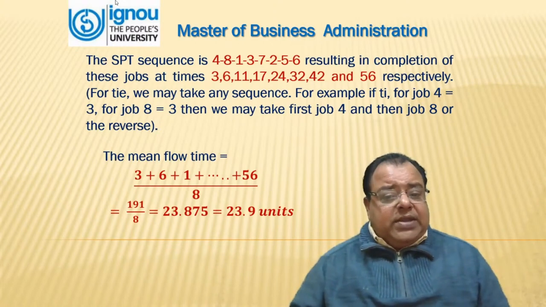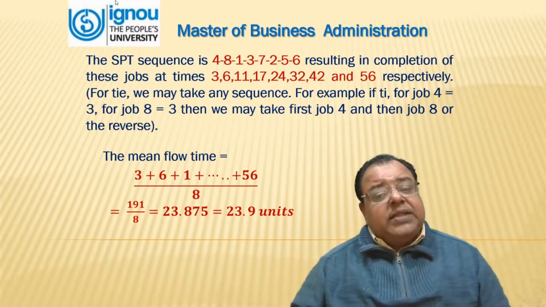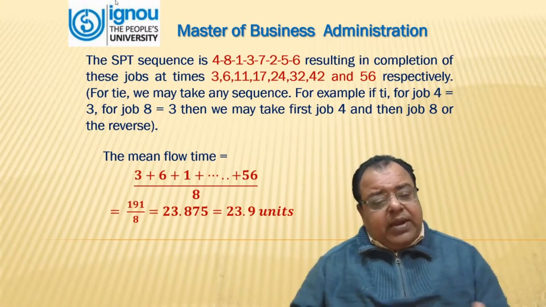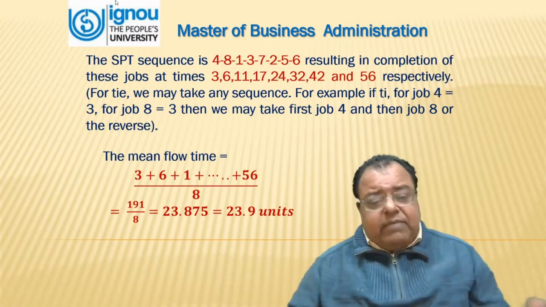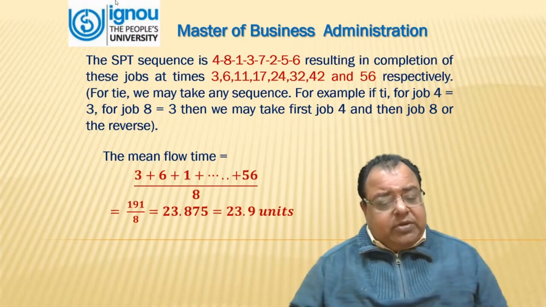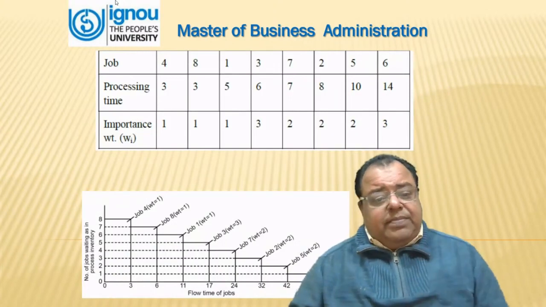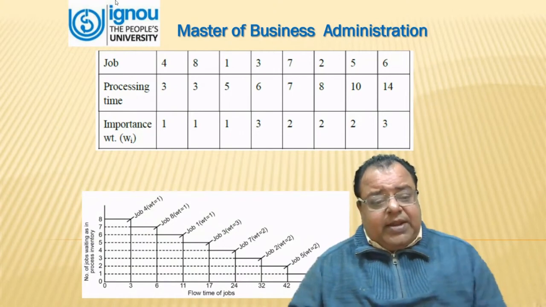For ties, we have to take a sequence. For example, if the time for job 4 is 3 and for job 8 it is 3, then we have to take first job 4 and then job 8, or the reverse. The mean flow time is the summation of all divided by the number of jobs, which comes out to be 23.87, which is equivalent to 23.9 units.